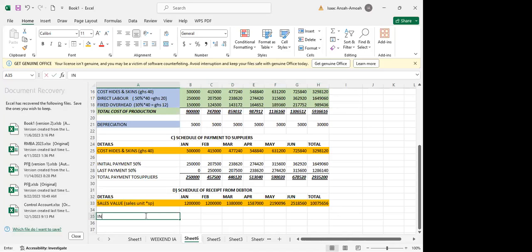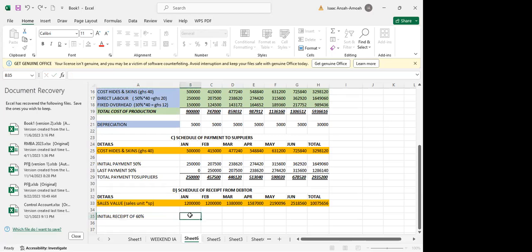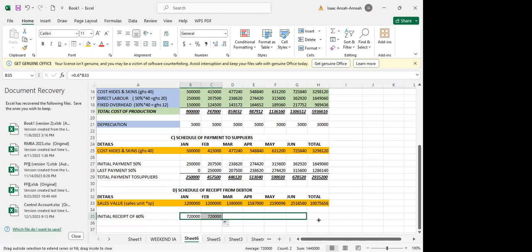So initial deposit, initial payment, initial receipt. Normally, that's what I refer to. Initial receipt of 60%. So we are receiving the deposit now, and then they pay the other one later. So let's compute it. So 60% of whatever we sold in January is received now. 60% of whatever we sold in February will be received now. 60% of whatever we sold in March will be received now, all through June.